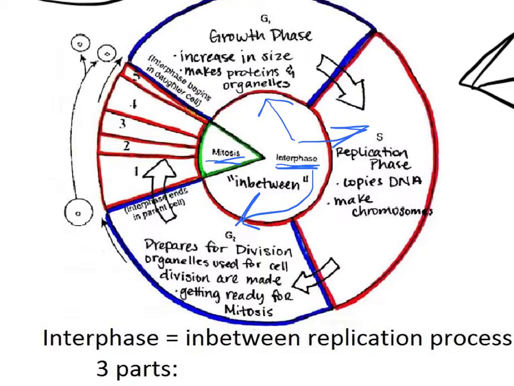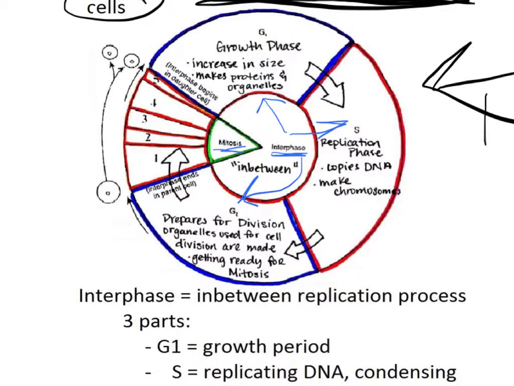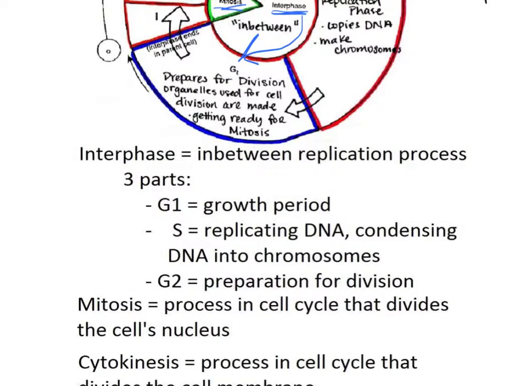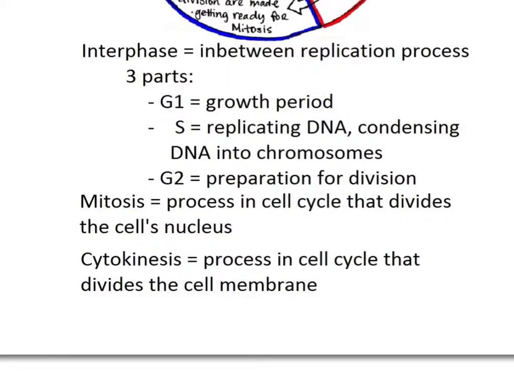Now we get into mitosis. Mitosis is a process of cellular division, particularly the division of the nucleus. So below it I wrote all that stuff we just covered. Interphase, in between replication processes. Three parts: G1, growth; S, replicating DNA; and G2, preparation for division. So mitosis, a procedure in the cell cycle that divides the cell's nucleus. Please pay attention to that. Mitosis is dividing the nucleus.